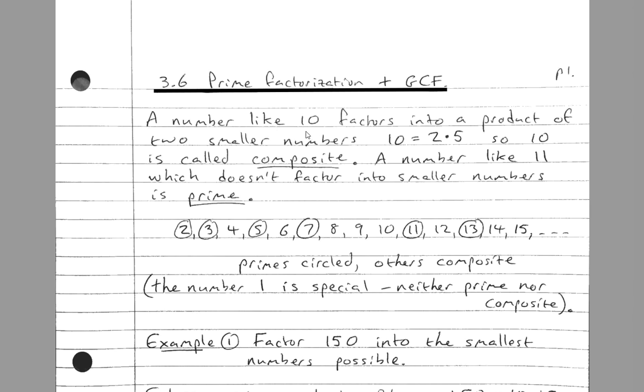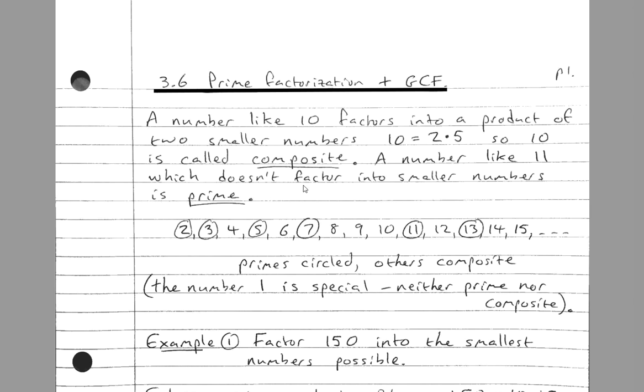So a number like 10 factors into a product of two smaller numbers. 10 is equal to 2 times 5. So 10 is called composite. But a number like 11, so 11 doesn't factor into smaller numbers. 11 is called prime.